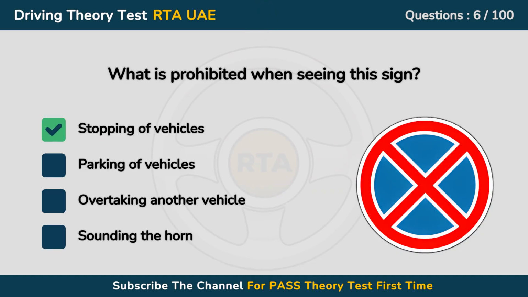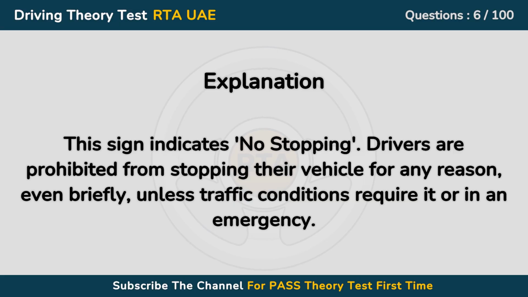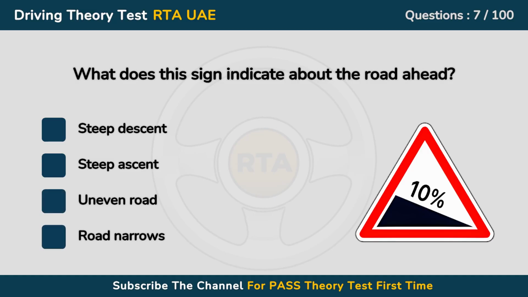Answer is A. Stopping of vehicles. This sign indicates no stopping. Drivers are prohibited from stopping their vehicle for any reason, even briefly, unless traffic conditions require it or in an emergency. Question 7. What does this sign indicate about the road ahead?